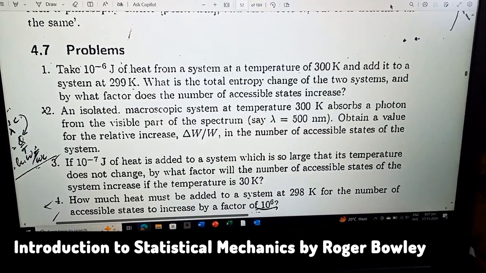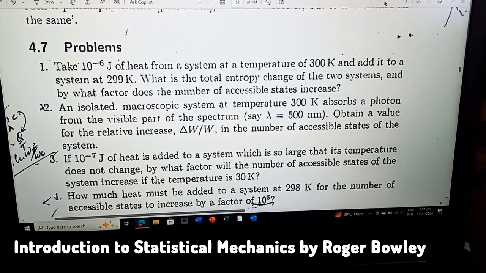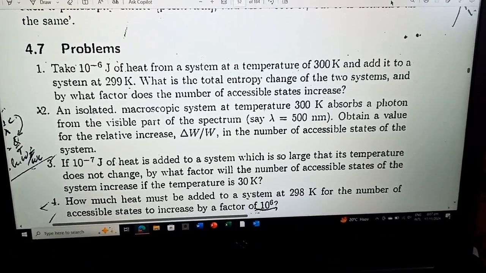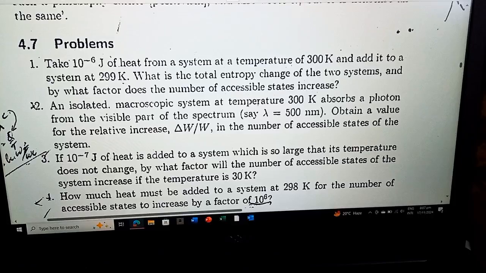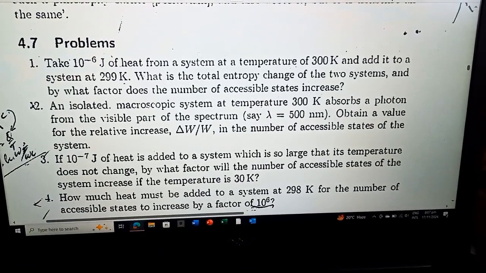In this video, we'll be solving problem 1 from chapter 4 of Introduction to Statistical Mechanics by Roger Bowley. So what we are aiming here is to upload all of these problems from this chapter.